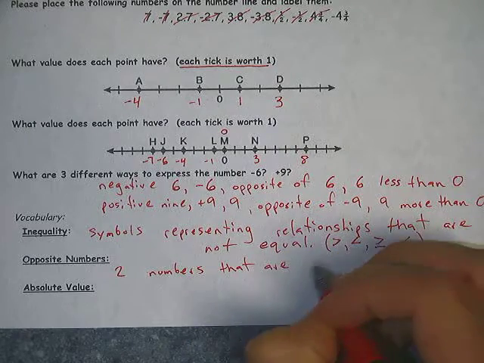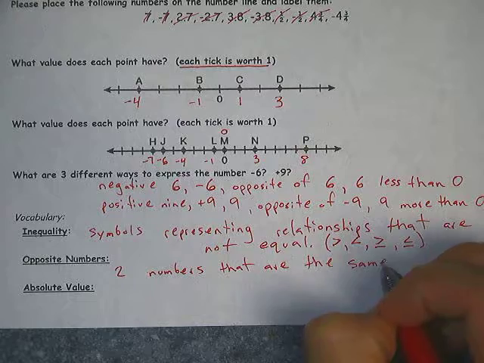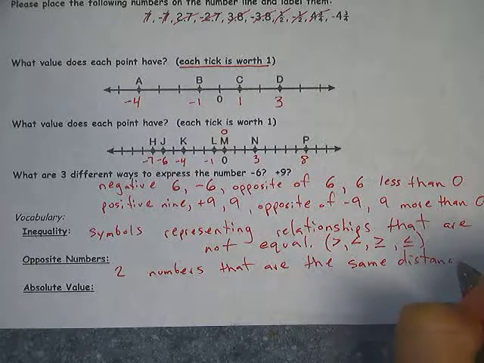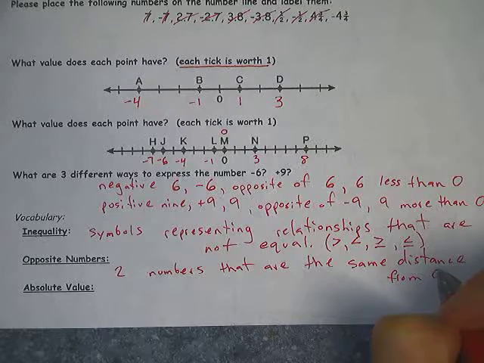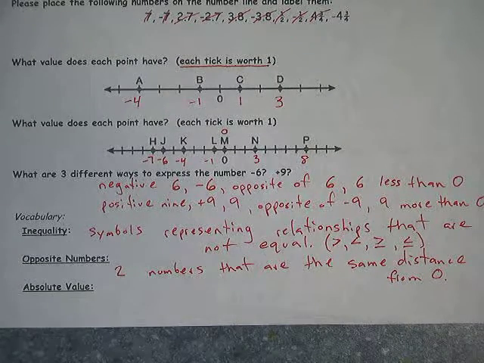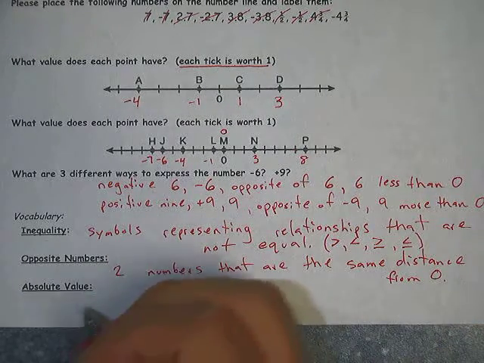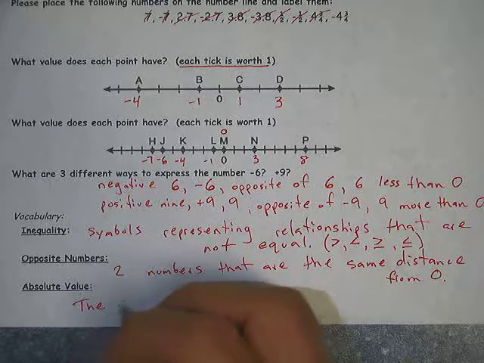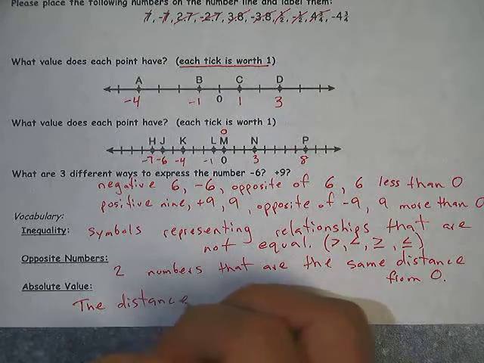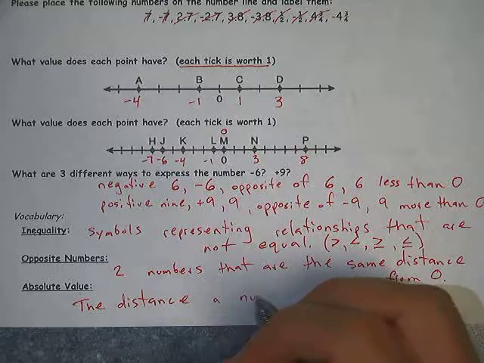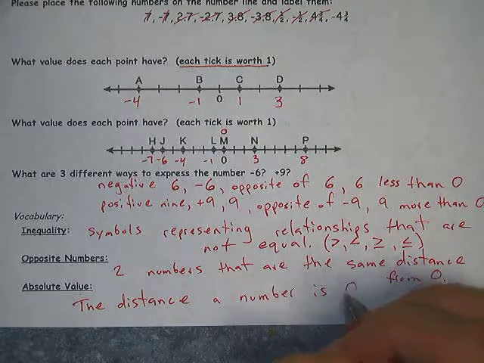Okay, an example of opposite numbers is 6 and -6, 9 and -9. But if we had to write a definition of opposite numbers, we would say it's the two numbers that are the same distance from 0. The only two numbers that are 6 away from 0 are 6 and -6. The only two numbers that are 10 away from 0 are 10 and -10. So it's the two numbers that are the same distance from 0.